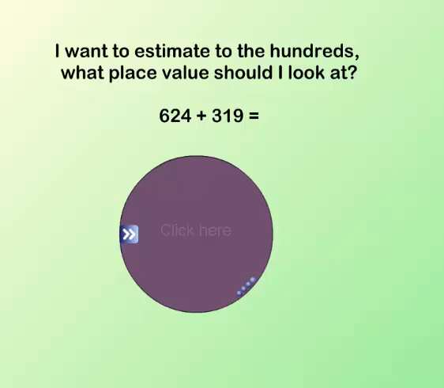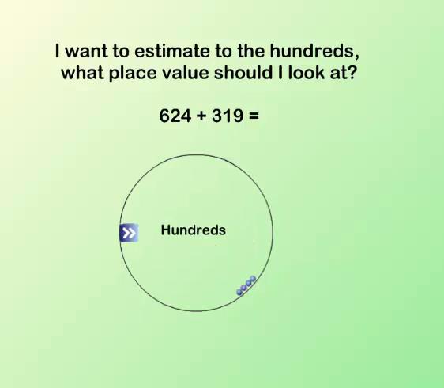If I want to estimate to the hundreds, which place value should I look at? I hope you said hundreds. So let's look here. We have a 6 and a 3 in the hundreds spot. I look right next door. The 2, what does that tell me? Keep it the same. Very good. So we're going to keep the same for the 6, and everything behind it becomes zeros. The 3 looks at the 1, and what does that tell me? You're right, it's only 300. Well, I know 6 plus 3 is 9, so I know it's 900. Easy to do in your head, and that's what you want estimates to be.